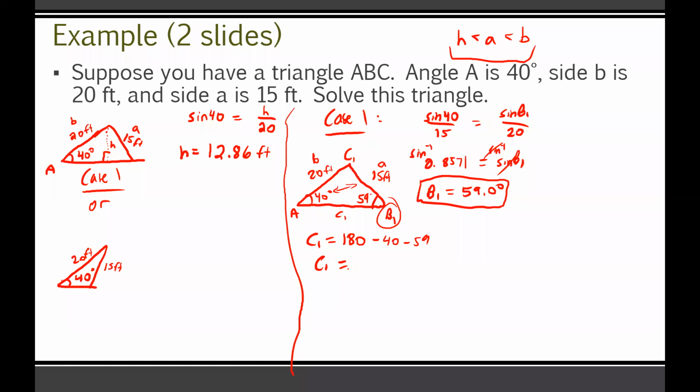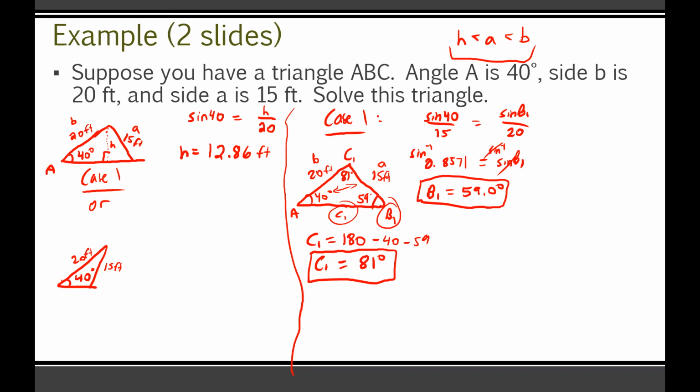So 180 minus 40 minus 59. This gives me C1 equals 81 degrees. Put a box around that as well, because we want to make sure we don't lose that answer. I'll even draw it in my triangle just for good measure. We've got one last thing to solve for here. We're looking for side length C1.